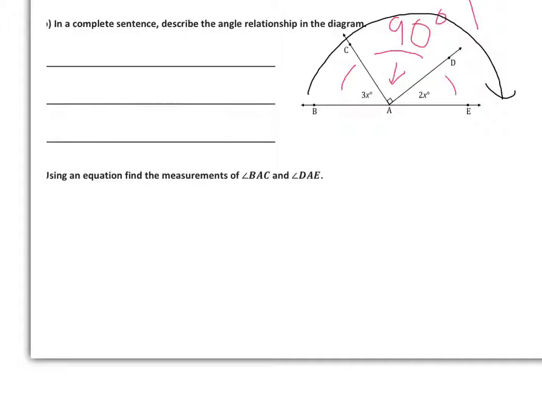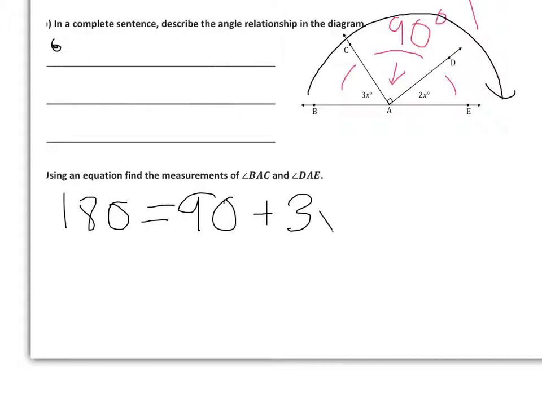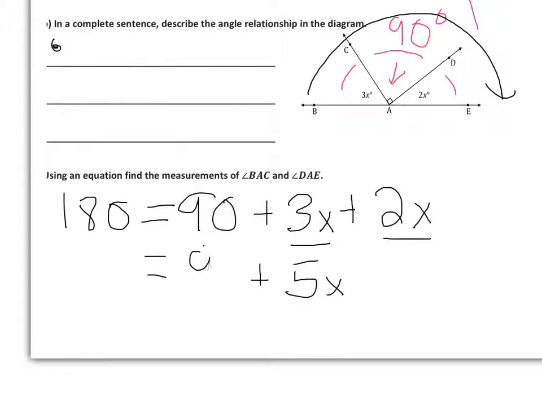So I'm gonna skip this part up here, and I'm just gonna write the equation 180 equals 90 plus 3x plus 2x. Well, if you remember from our equivalent expressions, what we're going to do here is combine these like terms. So we have 5x plus 90 equals 180.